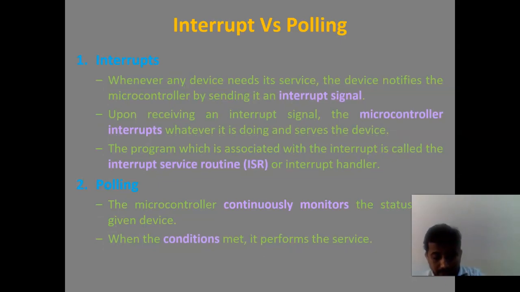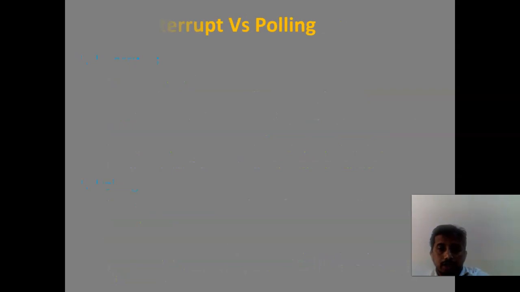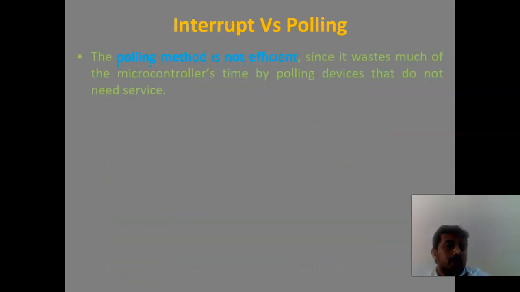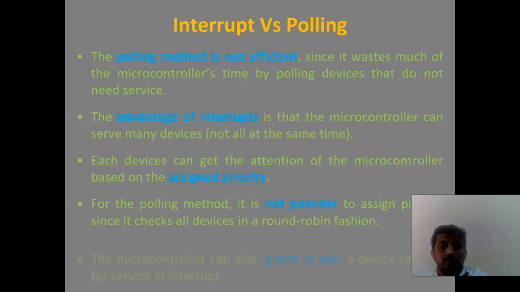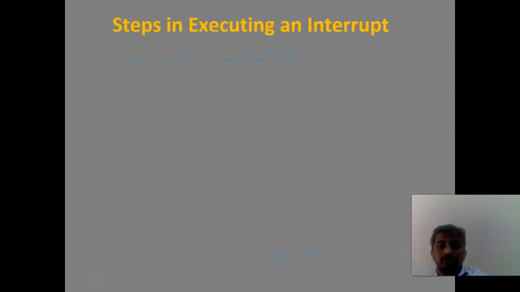We'll say an interrupt is nothing but an interruption given to a microprocessor to stop the mainline program and execute the interrupt subroutine. Polling is where the microcontroller continuously monitors the status of the given device, whether it is asking for any help or asking the microprocessor to perform any task. That is polling. So interrupt and polling are different from one another. How these are different and how these should be used, you can see it up.